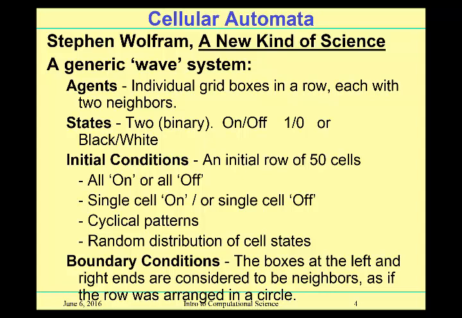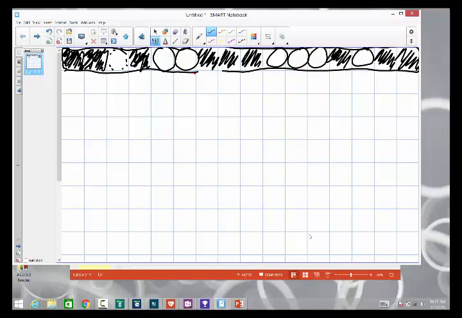Let's look at what that means on our graph paper. So what that means is that this box over here on the far left, which doesn't have a neighbor to its left, we're going to consider it being connected to the box over here on the far right, which doesn't have a neighbor on its right. So the two of them are going to end up being neighbors to each other. We're going to make these connected boundary conditions.